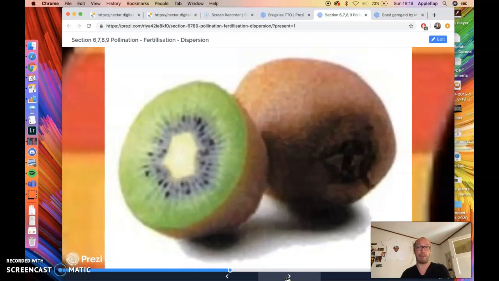This is a kiwi, and as you know, you can eat kiwis. So if you look inside here, the white part is part of the ovule, the black part is all the seeds, so all the fused egg cells and pollen grain cells, and the green part here is the juicy stuff that you might like to eat. So this one is dispersed by animals.